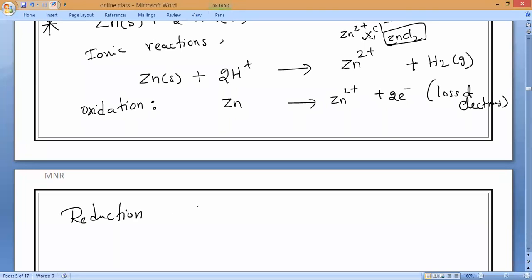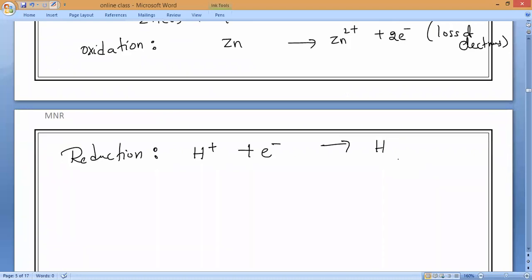Reduction. Can anybody tell me reduction? Hydrogen gains 2 electrons. Because there are 2 hydrogen atoms, but only 1 hydrogen atom will be considered, it turns into H. Okay? So that is reduction.